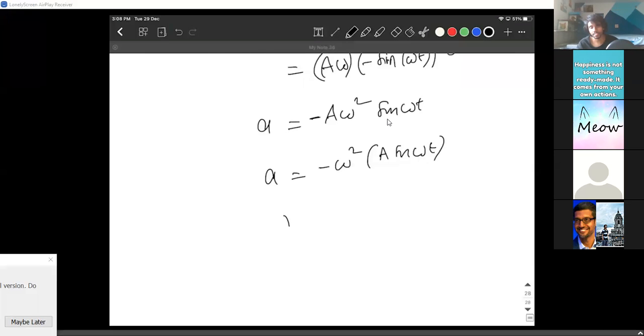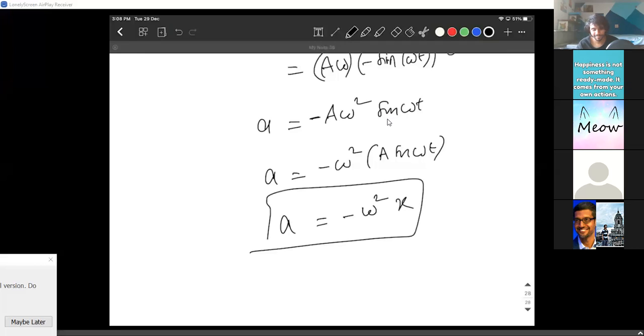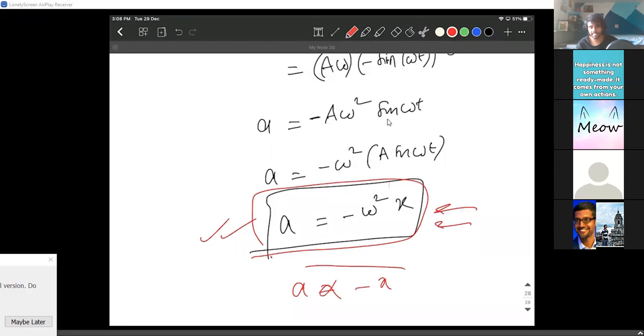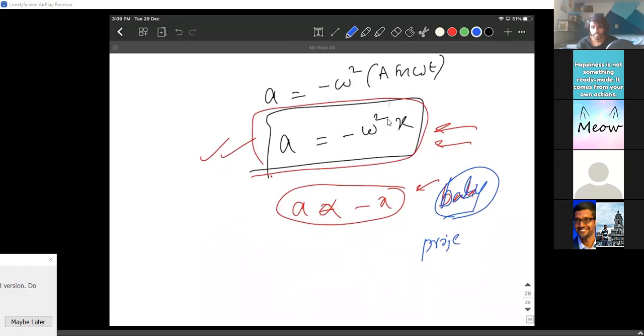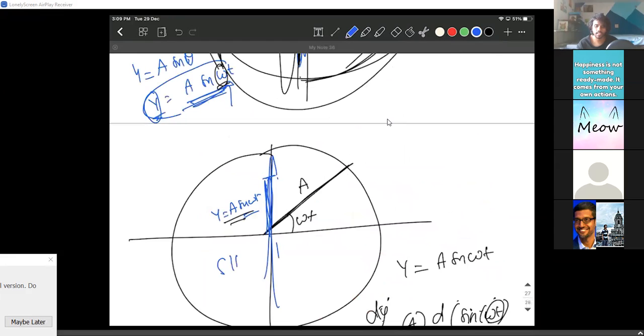What do we have here? x. Minus omega square x. Right at this equation, you just proved acceleration is proportional to minus x for that baby, or the projection, they call this a projection. So that is why in a circular motion, the projection on the y-axis is executing SHM.